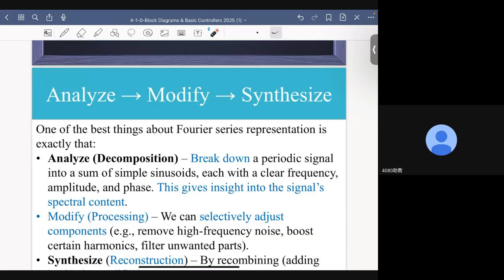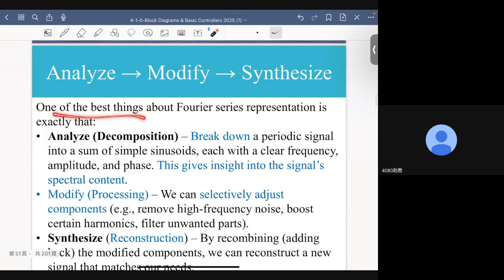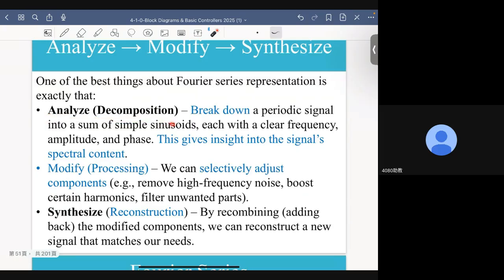Because with Fourier series, when dealing with signals, we can perform this so-called three-step procedure, which consists of analysis, modify, and finally synthesis. So one of the good things about Fourier series representation is exactly first, analysis, which means decomposition. You break down a periodic signal into a sum of simple sinusoids, each with a clear frequency, amplitude, and phase. This gives insight into the signal's spectral contents.